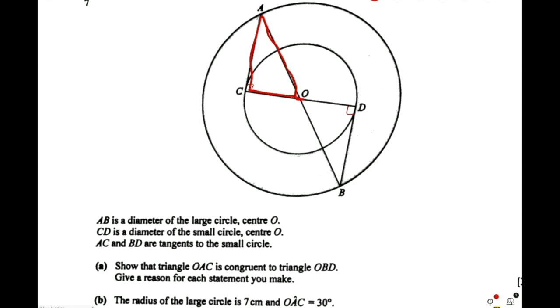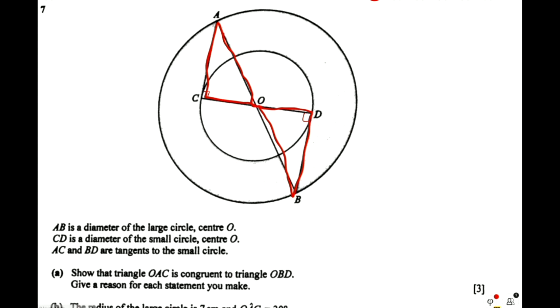OAC is congruent to OBD. So let's try RHS, the right hand side. That means angle ACO equals angle BDO, 90 degrees. Why are they 90 degrees? Because this is a diameter.